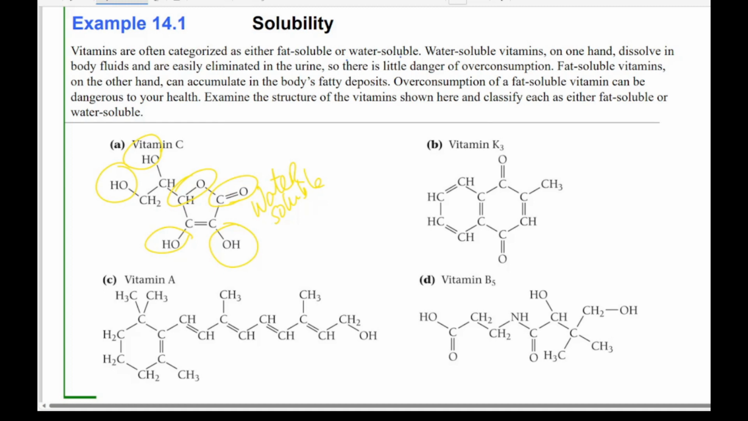Now let's consider vitamin K3. Notice that most of the bonds in this molecule are carbon-hydrogen bonds, and we learned in our lecture that carbon-hydrogen bonds are nonpolar. We do have two carbon-oxygen bonds, and these are extremely polar bonds, these carbon-oxygen double bonds. However, we learned last semester that polar bonds in opposite directions cancel each other out and lead to overall nonpolarity in a molecule. Therefore, vitamin K3 is nonpolar and fat-soluble.